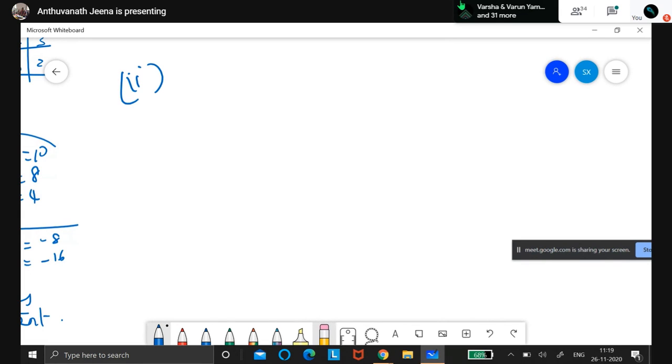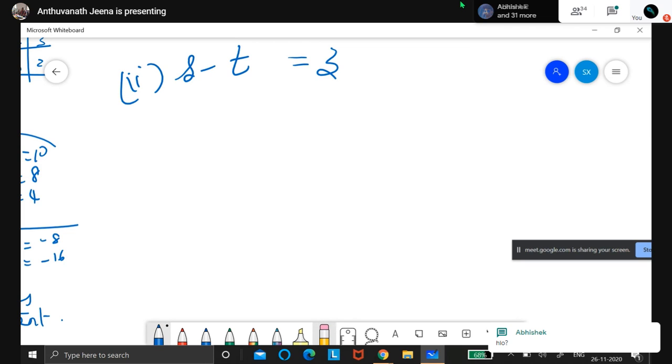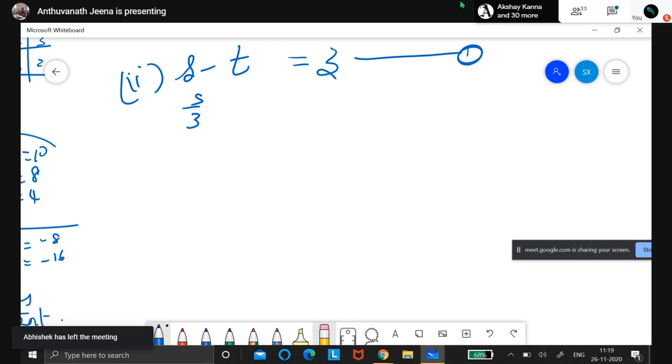Yes, ma'am. S minus t is equal to 3. It is not x, ma'am, it is S. S minus t is equal to 3. Then S by 3 plus t by 2 is equal to 6.